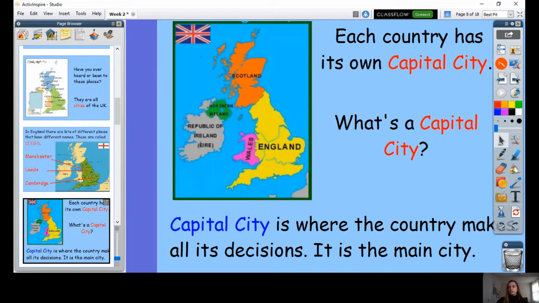Now, each country has its own capital city. Can we say capital city? Capital city. Even louder, capital city.